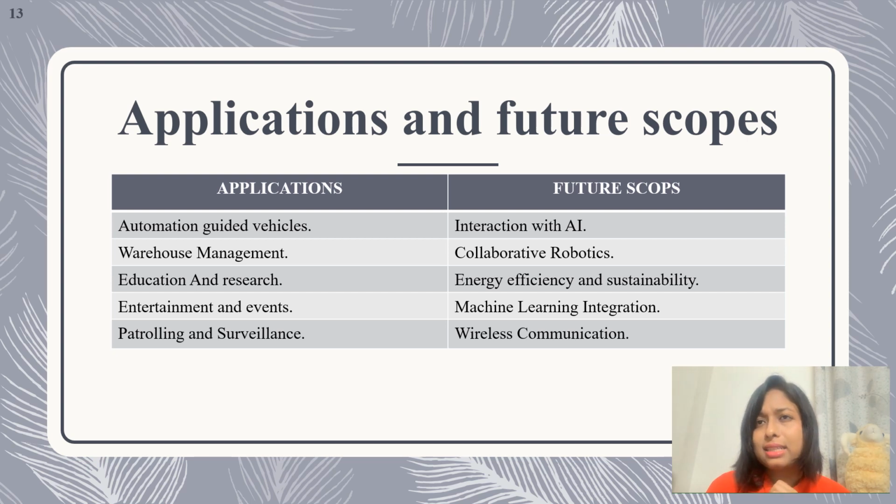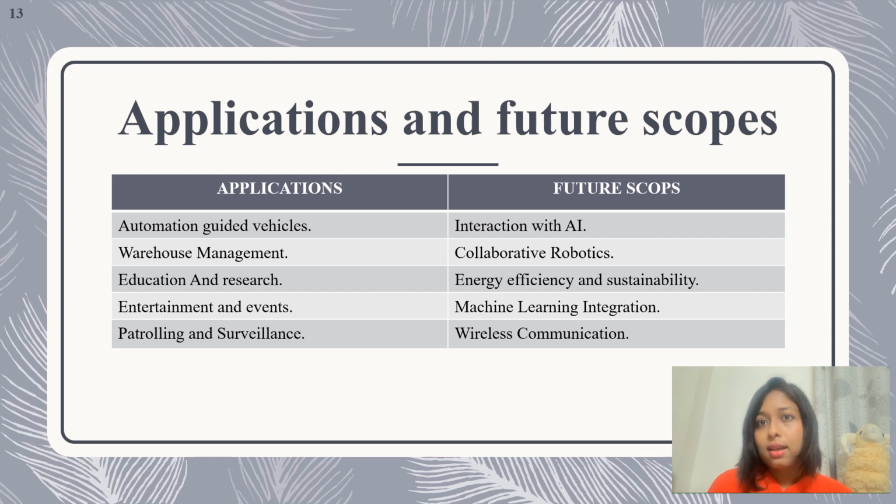Looking ahead, the future scopes for line following robot projects are promising and diverse. Interaction with AI is a key avenue, allowing the robot to collaborate with artificial intelligence systems for more sophisticated decision-making and problem-solving. Collaborative robotics is another exciting prospect, where a robot can work alongside humans in a cooperative and safe manner, improving overall efficiency. Energy efficiency and sustainability are critical considerations for the future.